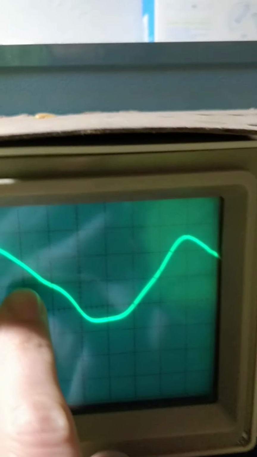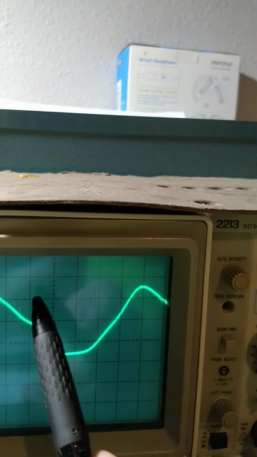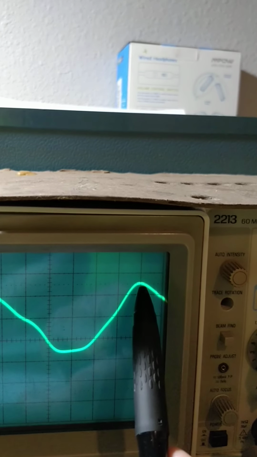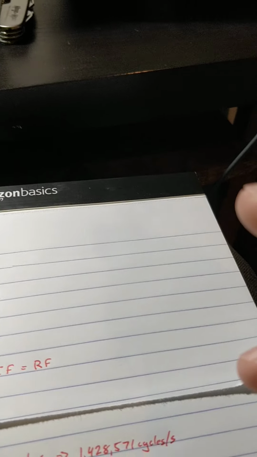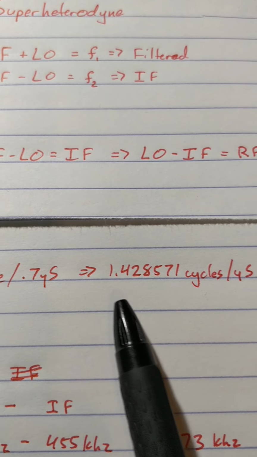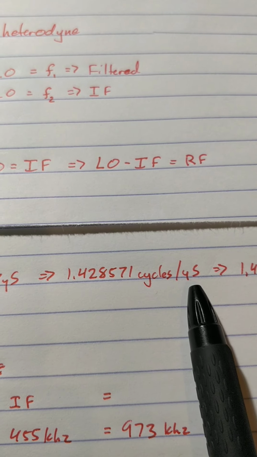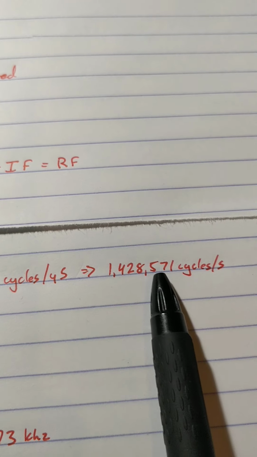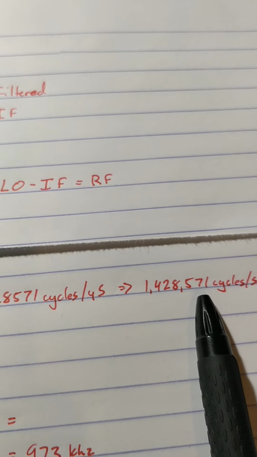Each division here is 0.1 microseconds. So we've got 1, 2, 3, 4, 5, 6, 7 divisions, which is 0.7 microseconds per cycle. So my local oscillator is 1 cycle per 0.7 microseconds, which is 1.428 cycles per microsecond, which turns into 1.428 kilohertz or kilocycles.